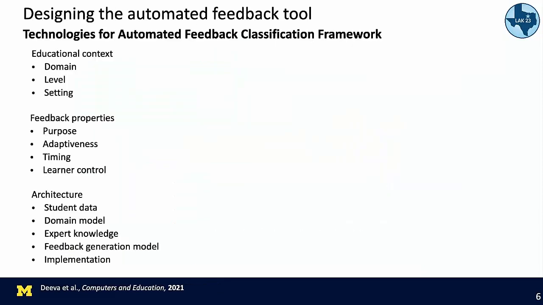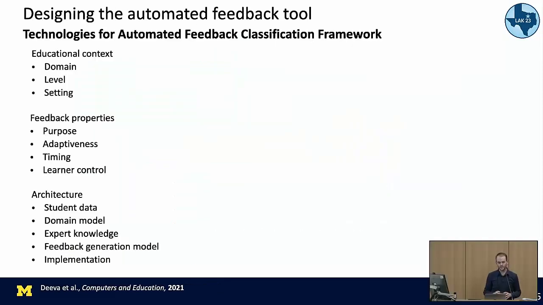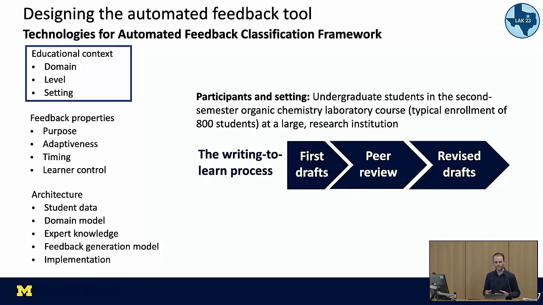So now I'll go through what the tool looks like, and this is sort of organized based on this Technologies for Automated Feedback Classification framework, which I found really useful for thinking about the different pieces that went into consideration for developing this tool. So as I've mentioned, the setting for this is an undergraduate organic chemistry course, and specifically in the context of these writing to learn assignments.